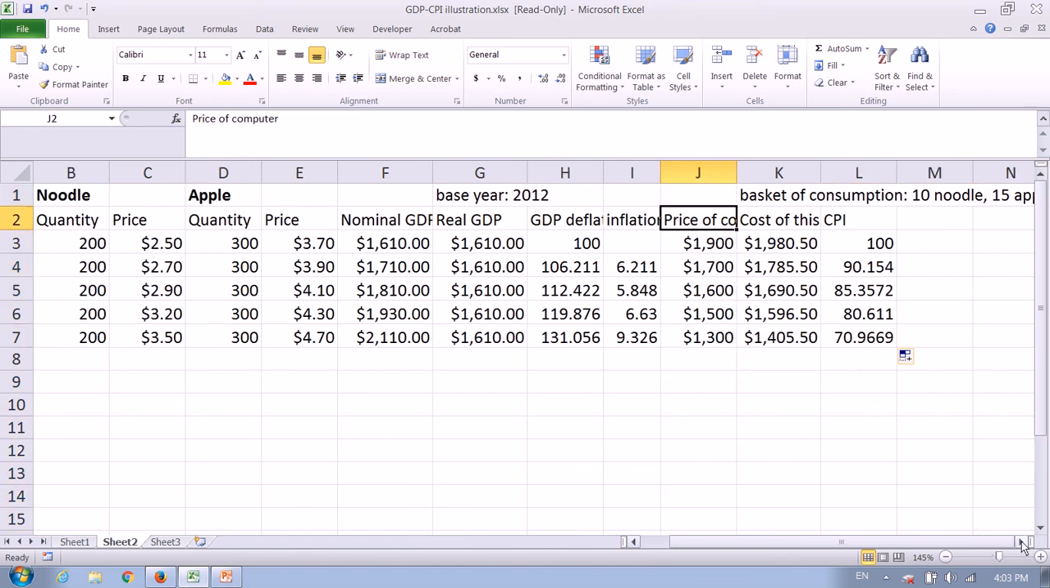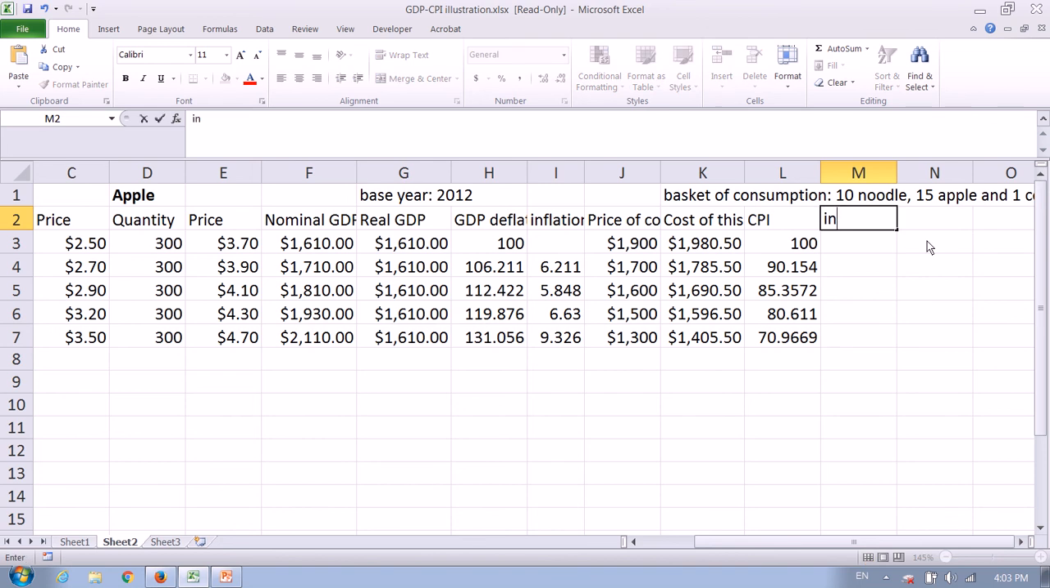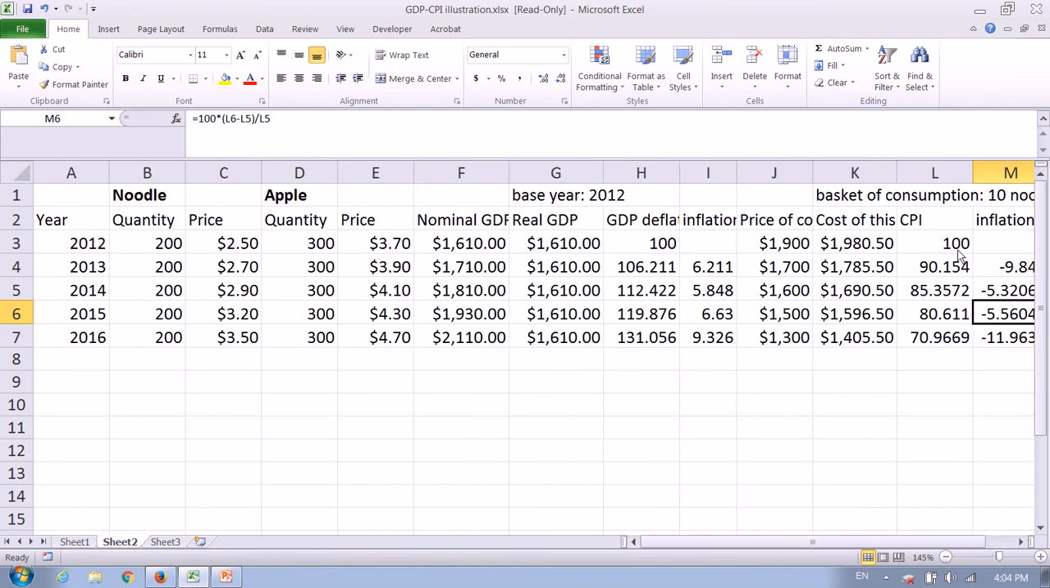I'm going to calculate the inflation rate. So it's the percentage change of CPI. So it's ending CPI, L4 minus L3, divided by L3, and let's multiply by 100 to make it a percentage, and there's a deflation, prices drop each year.